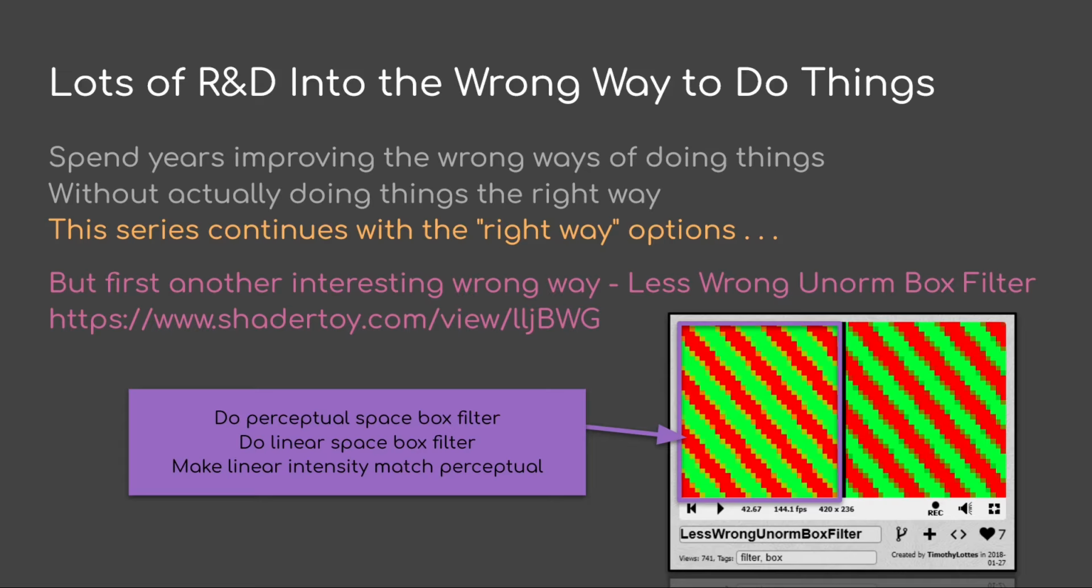The first is the less wrong unorm box filter. Sometimes you want to be able to do a perceptual space box filter because you like the look, the uncanny ultra sharp look. However, you want the colors to blend in a linear way. The way you can implement this is you do the perceptual space box filter, so that's the average of the samples inside the pixel. And then you do the linear space box filter. And then you make the linear intensity match the perceptual one. That will maintain the gradient and give you the nice color.